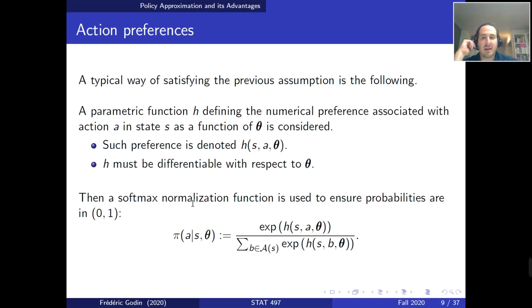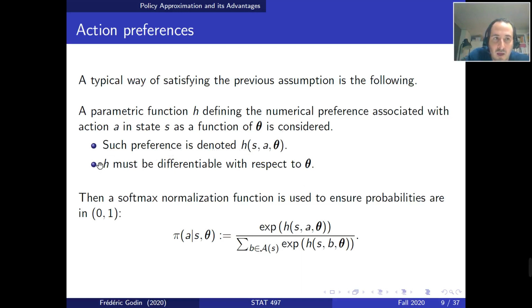We can define a parametric function h, which represents the numerical preference associated with an action A in a state S if the policy parameters are theta. Here, the higher h(s,a,theta) is, the higher the preference you assign to action A in state S when your policy is theta. And we must assume that that function h is differentiable with respect to theta.